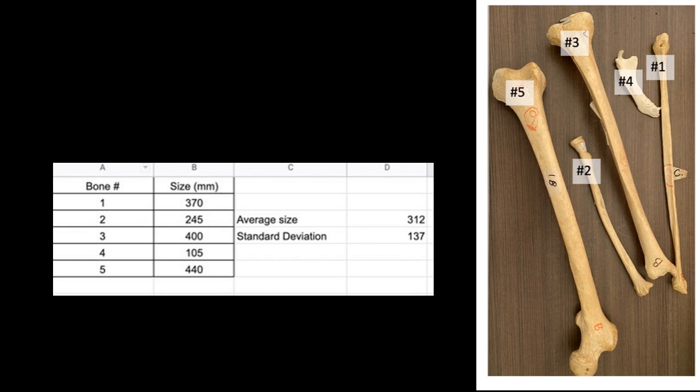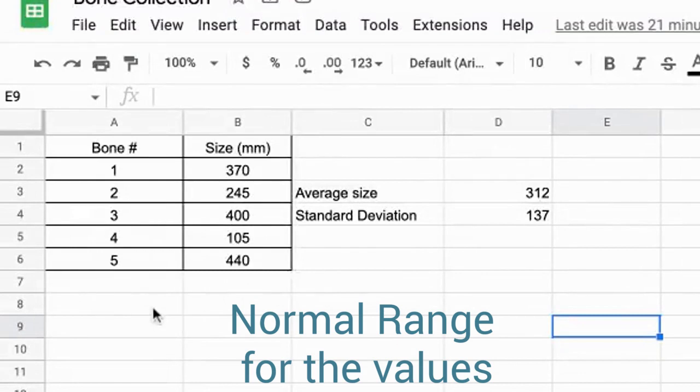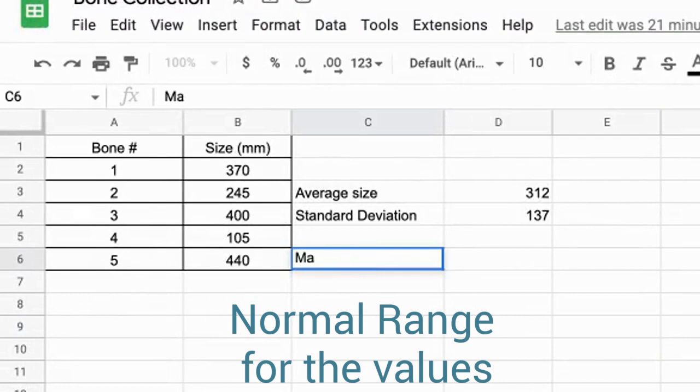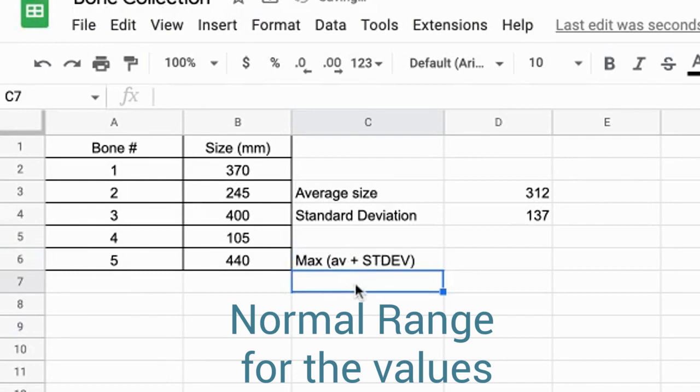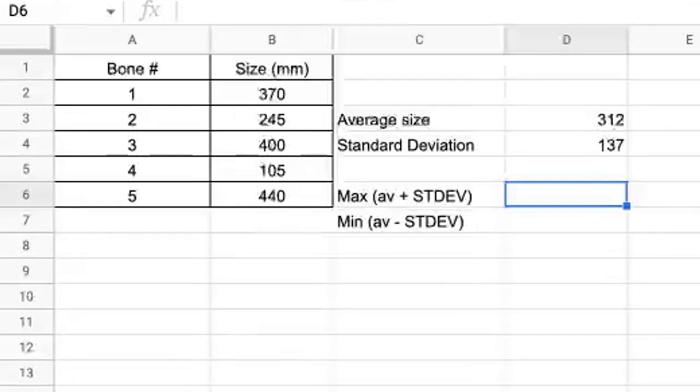Okay, what do I do with average and standard deviation for this set of bones? We can use this to figure out what the normal range of sizes should be. So we're going to use average and standard deviation to figure out a max value accepted. So take average plus standard deviation. And then we have to figure out the min value of the range. So take average minus standard deviation. Do it on your calculator. If you're really good, make Sheets do it.